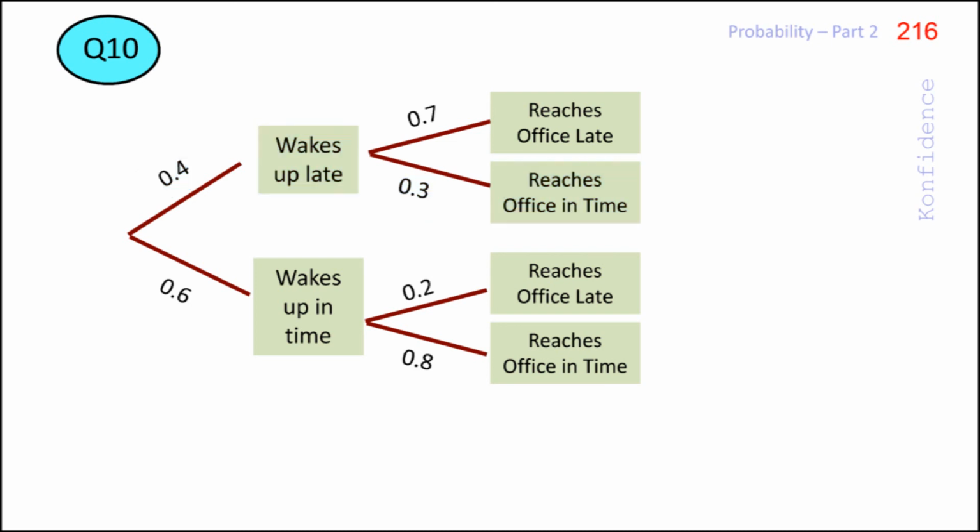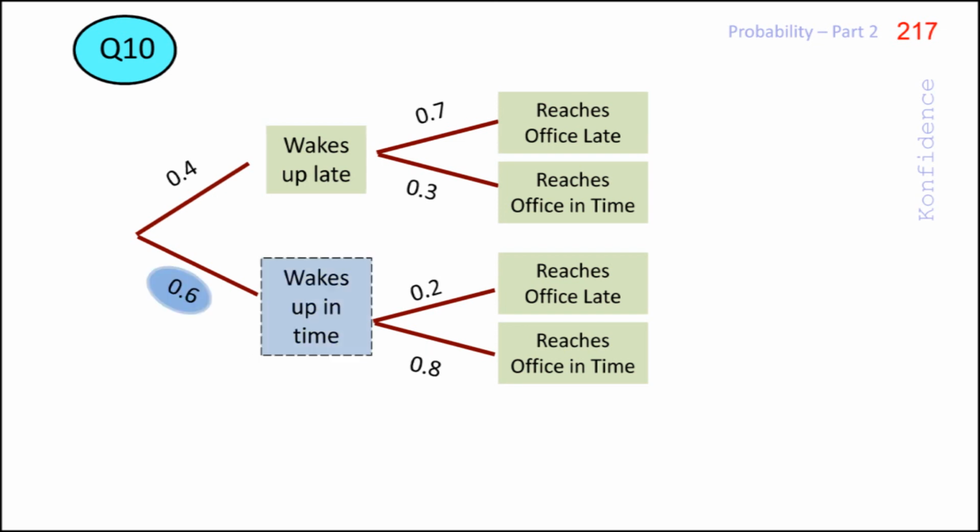The joint probability of Miss Renu waking up in time and reaching the office in time will be equal to probability that she wakes up in time multiplied by conditional probability that Renu reaches the office in time given that she wakes up in time. Here also, this can be obtained directly by multiplying the probability values along the path shown in blue in the tree diagram.